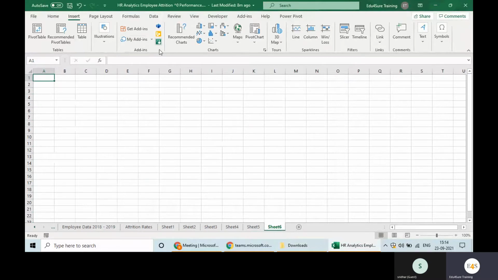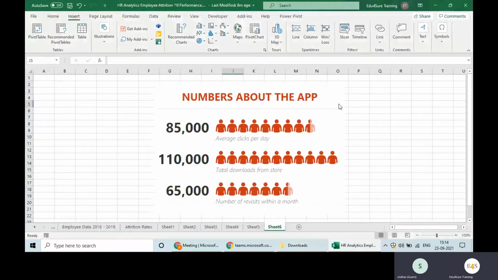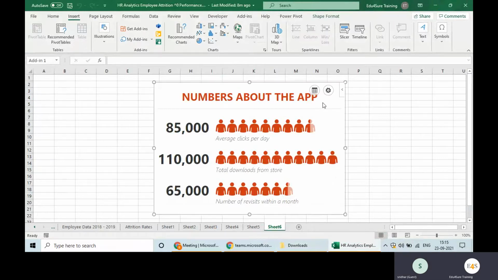Once you click on this, you will get, just a second, it's taking time. You will get something like this. It's in the data tab? No, this is coming by default. We have not provided any data so far. It's in the insert tab.